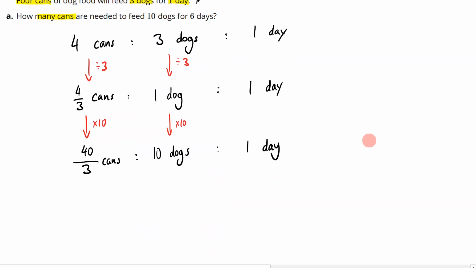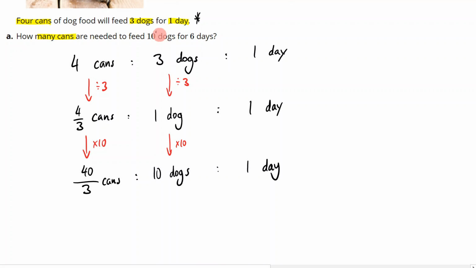All right. Then, as you can see, I've given this the tick of approval. I have 10 dogs here. Huzzah. But now I need 6 days. And at the moment, I only have 1 day. So what am I going to have to do? I'm going to have to change this to 6 by timesing it by 6. So now I have 6 days.